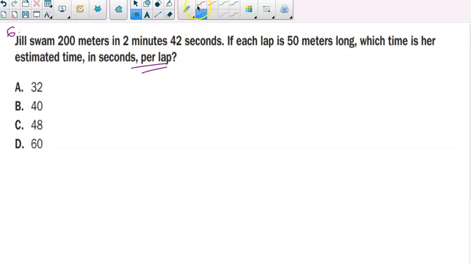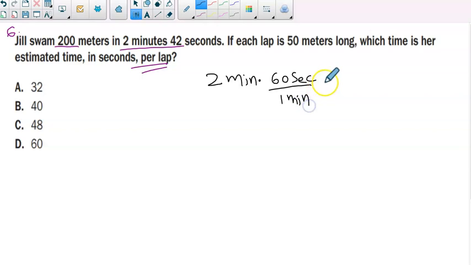So, total distance is 200 meters she covered in 2 minutes and 42 seconds. As you are looking for the answer in terms of seconds, let us change this minutes into seconds. Alright, I have 2 minutes, and we know that 60 seconds will give us 1 minute, right? So cancel off 1 minute. This 2 minutes will cancel 2 times. Now 2 and 60 remaining here.